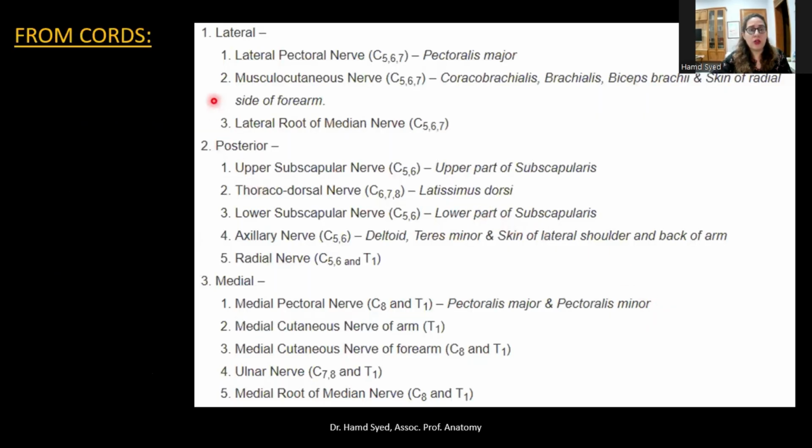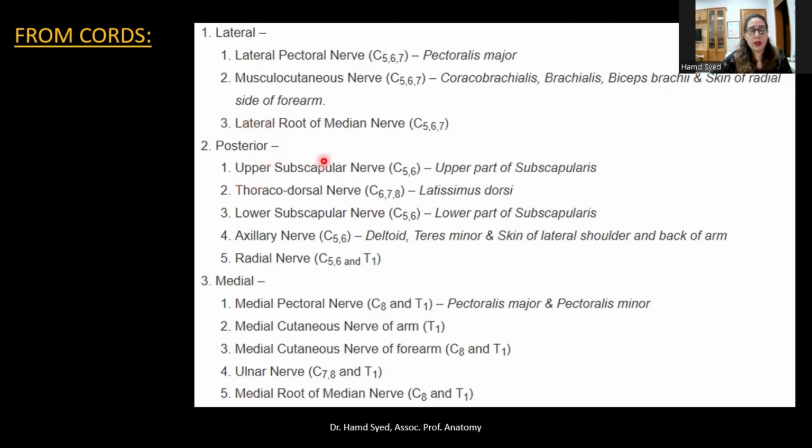Now, what are the branches from the cords? Well, from the cords, we've got the lateral pectoral, musculocutaneous, and the lateral root of median nerve. These are the branches of the lateral cord of the brachial plexus. Lateral pectoral nerve supplies pectoralis major muscle. Musculocutaneous nerve supplies these three muscles of the arm, which are coracobrachialis, brachialis, and biceps brachii. Also, it supplies sensory innervation to the skin of the radial or outer aspect of the forearm.